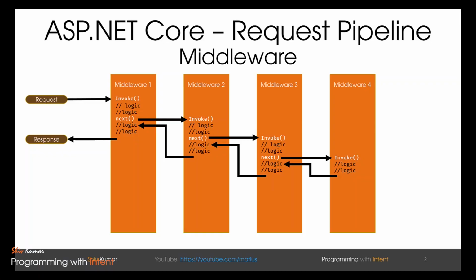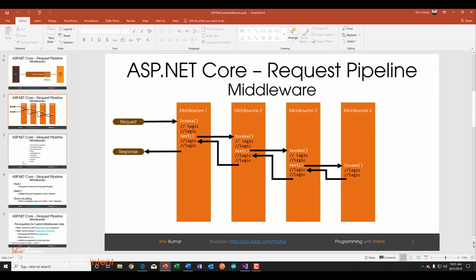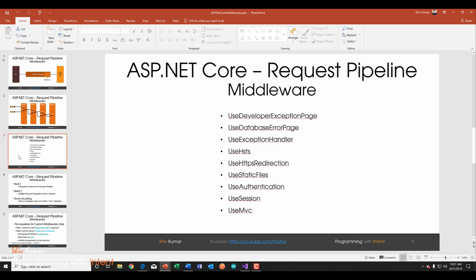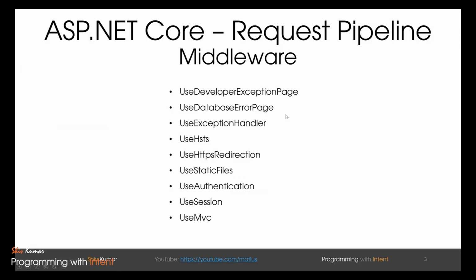So let's look at some simple examples. Let me also actually show you. So here are some of the middleware that are out of the box in ASP.NET Core. As you can see, just the names would probably make some sense to you. So the one that's interesting is UseStaticFiles.